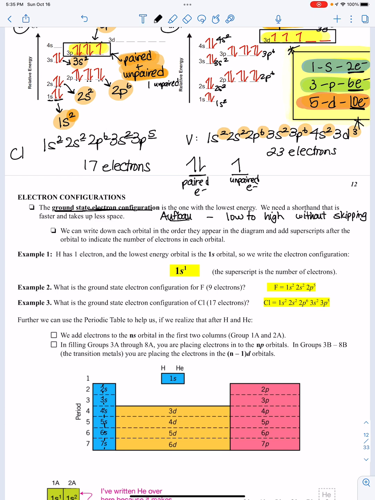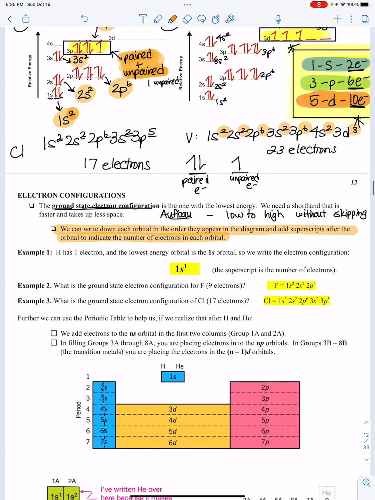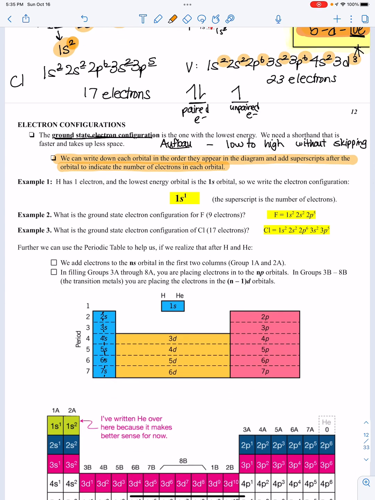We can write down each orbital in the order they appear in the diagram, which is exactly what we just did. Add superscripts to indicate the number of electrons. So that's a lot of underlining there, but I'm going to go back and highlight all of this here. So this is what we just did. We write down each orbital in the order they appear, and the superscript is the total number of electrons in each orbital. I did that at the top here. And just to elaborate a little more, for example, hydrogen only has one electron. So if I were to do the orbital diagram for hydrogen, it would just be 1s, one unpaired electron. That would become 1s1.